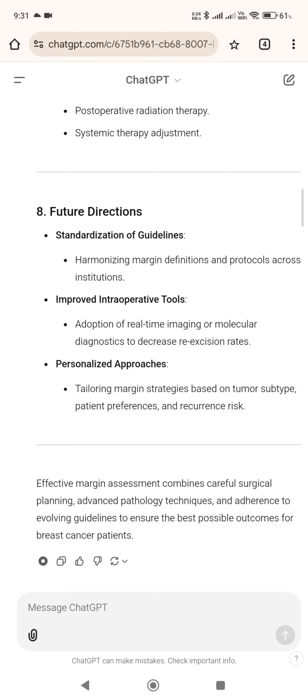Effective margin assessment combines careful surgical planning, advanced pathology techniques, and adherence to evolving guidelines to ensure the best possible outcomes for breast cancer patients.